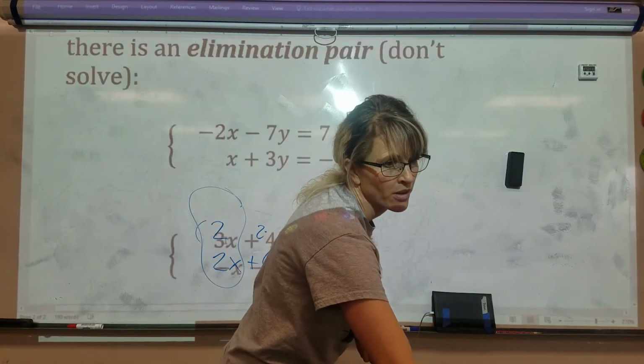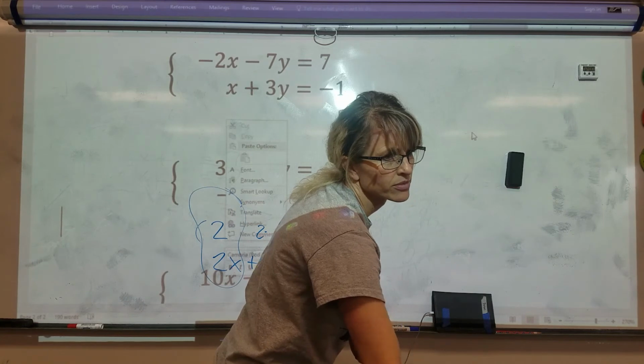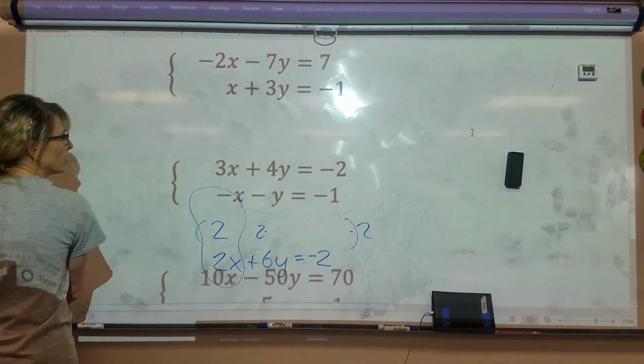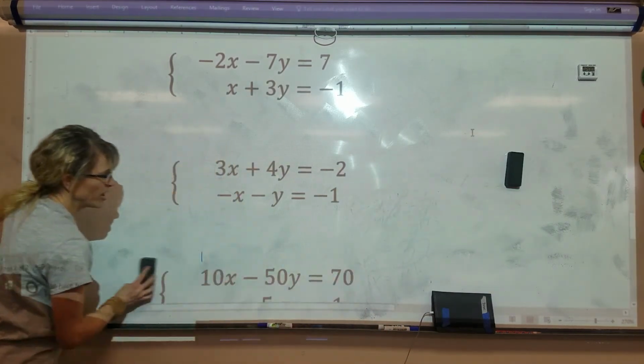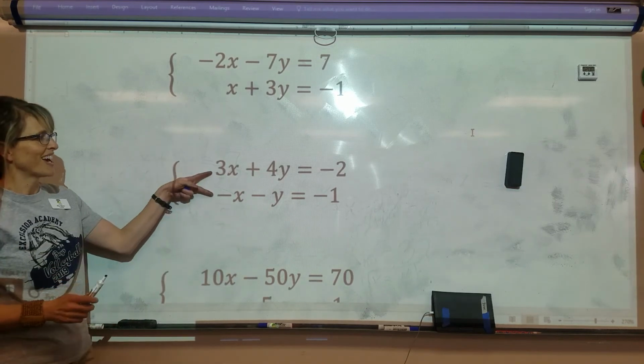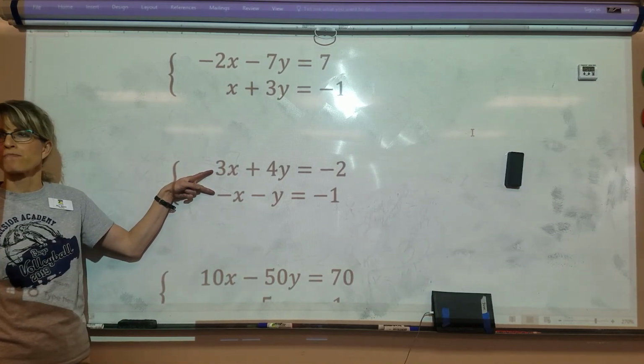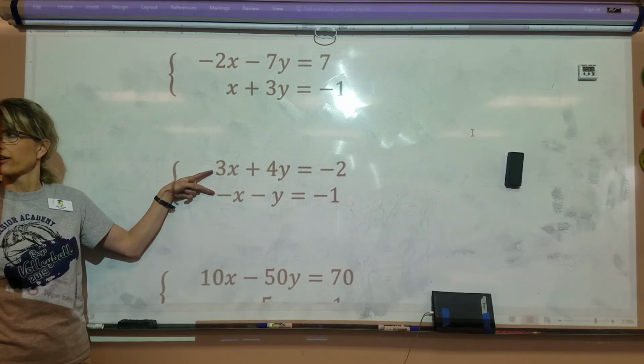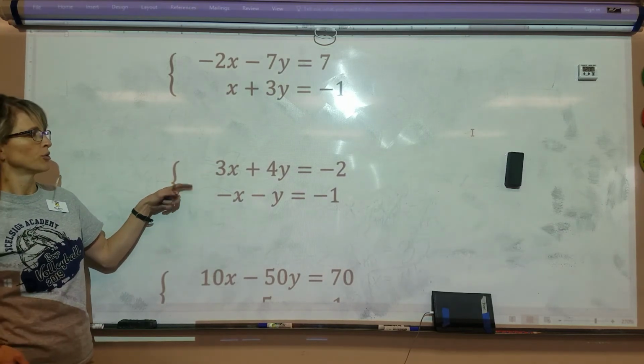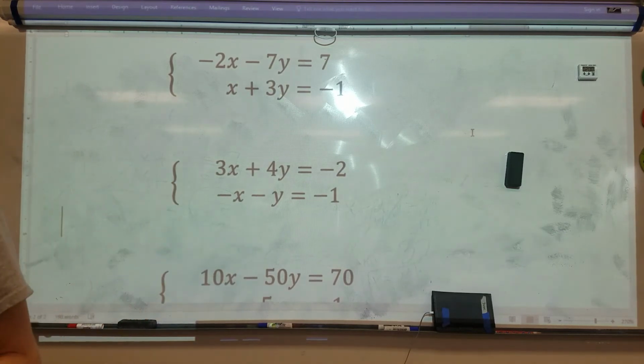Let's do another one. The next one is right here in the middle. How would I get an elimination pair out of these two? What would I multiply by to get an elimination pair? Okay, write it on your papers. Do it real quick. I give you 20 seconds. It's a real quick one. 20 seconds.